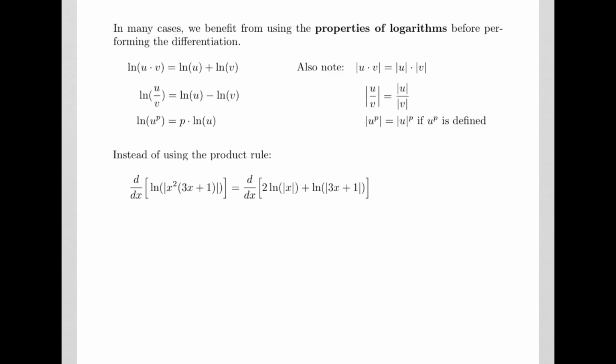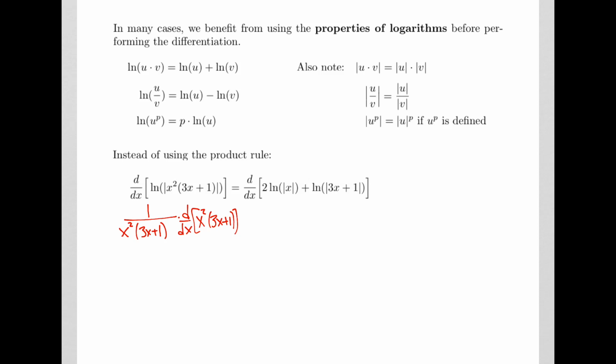So here's an example of what we're going to do. If I were to calculate the derivative of the natural log of the absolute value of this product, and I didn't know about the properties of logarithms, I would get started by saying that my derivative is 1 over that denominator, x squared times 3x plus 1, and then I would have to multiply by the derivative of x squared times 3x plus 1. And that would be true, but at this step I would have to use the product rule.